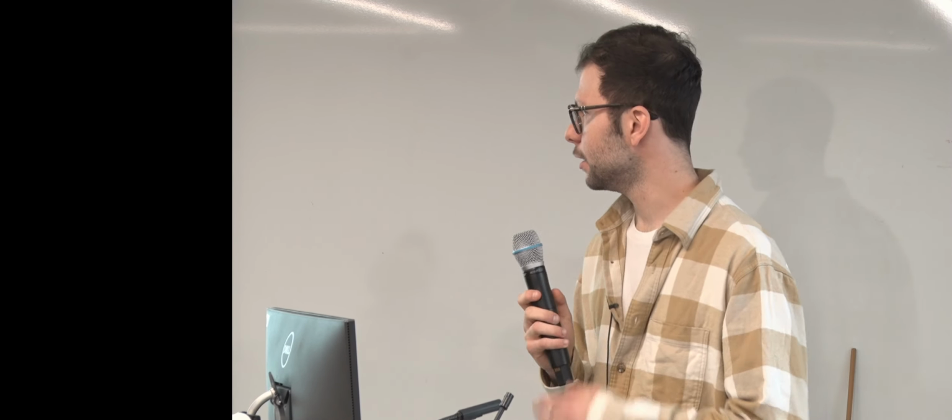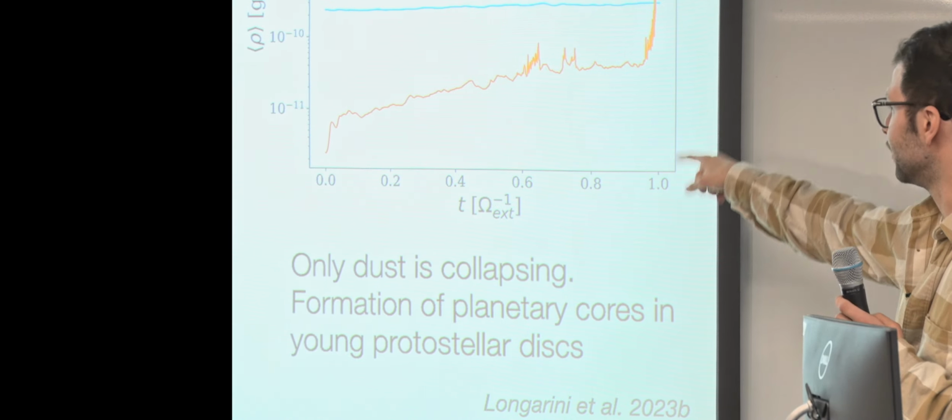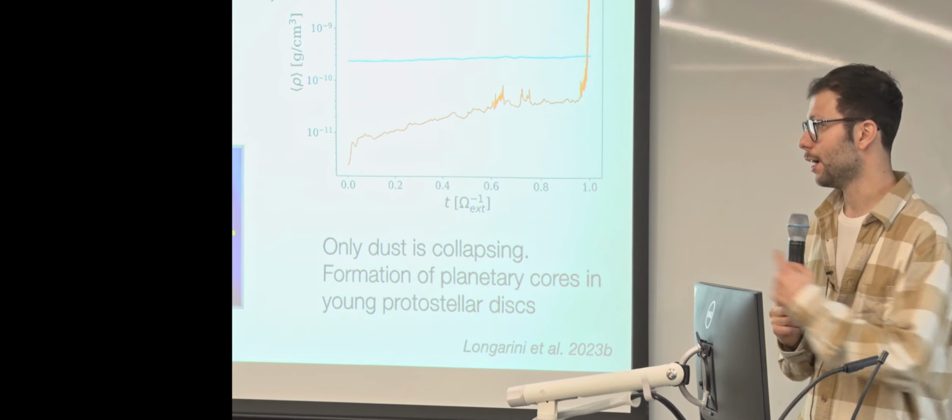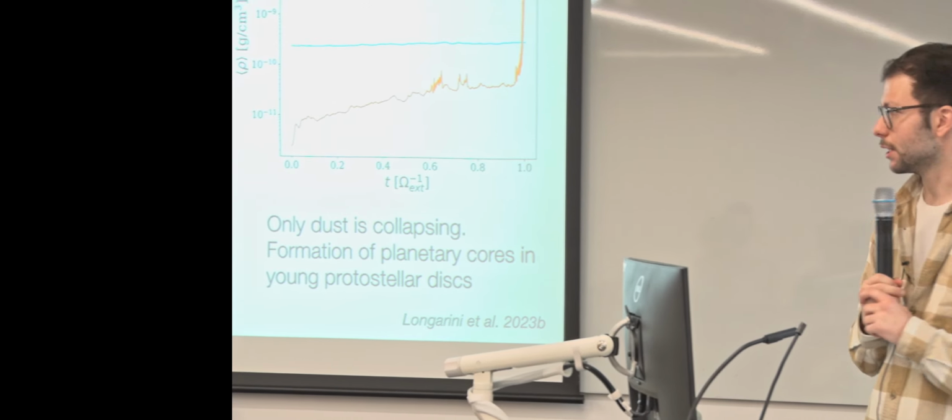In your simulation of that planetary core formation, how long do those 1 Earth mass planetary cores take to form? So the timescale is really, really fast, actually, because dust is collecting inside gas spiral arms in a very short time scale. And so you can see here in the time axis that the collapse of dust happens in less than 1 orbital time. So it's a really fast and efficient process.